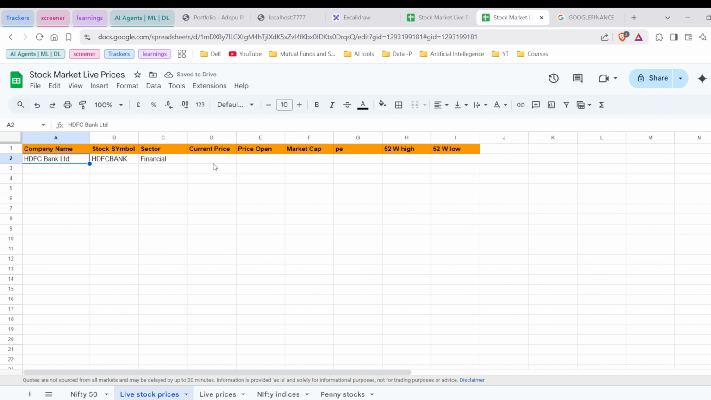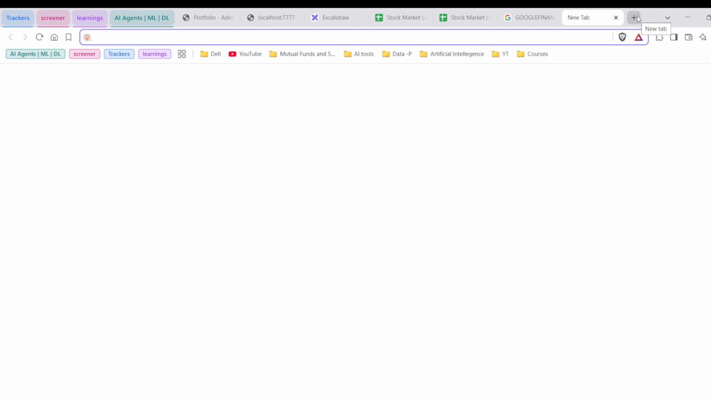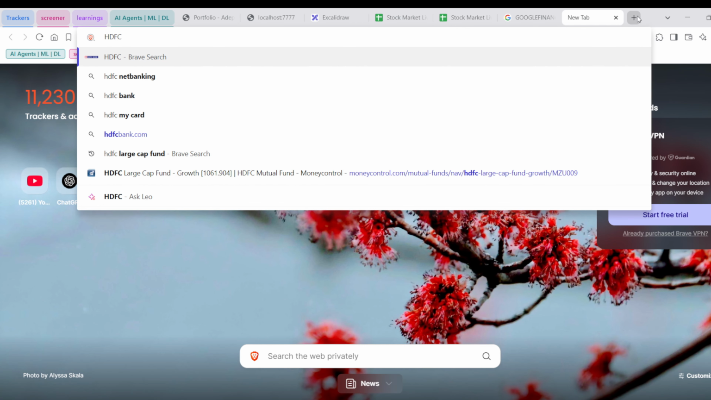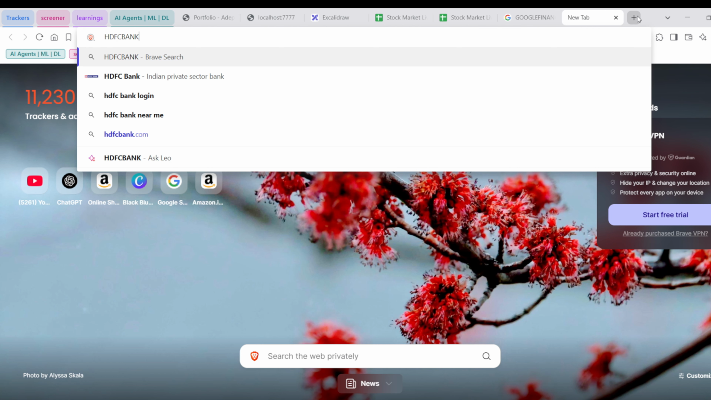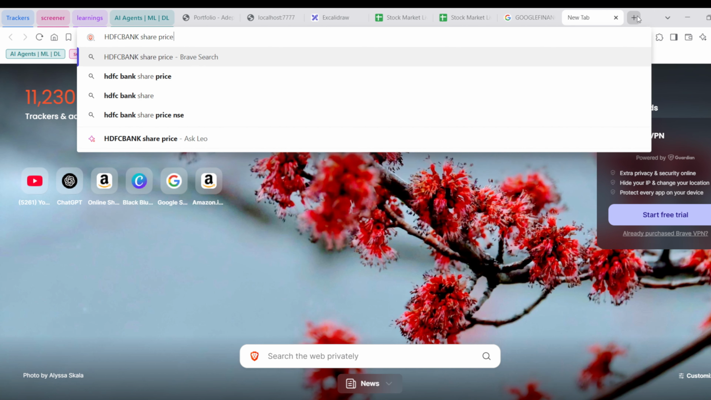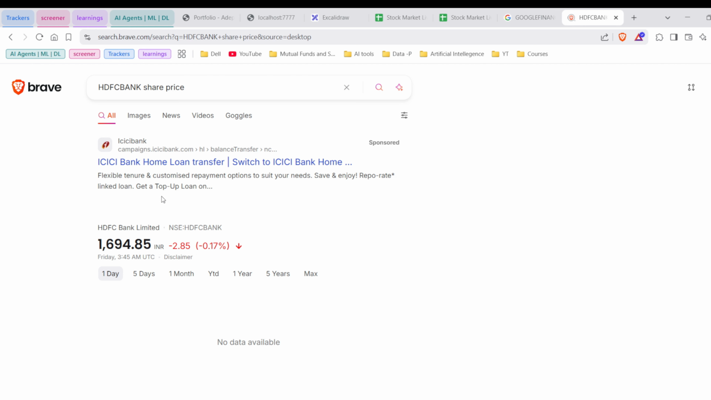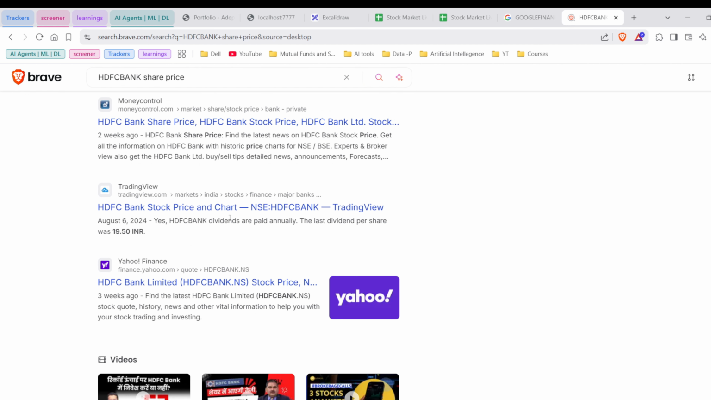So now let's understand about these columns. Price open, current price. So guys, let's open one stock, HDFC Bank share price. You can see it is the current price, right? The market is going to start today at 9:15 a.m. But currently it is showing the previous day, like Friday's, open price, right? So like this, we have to get this information into our sheet.